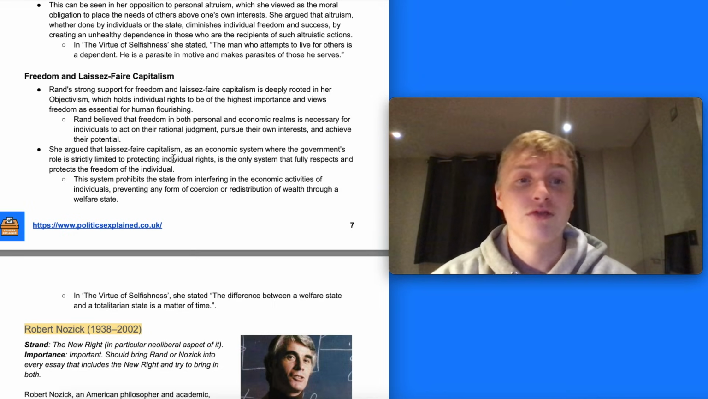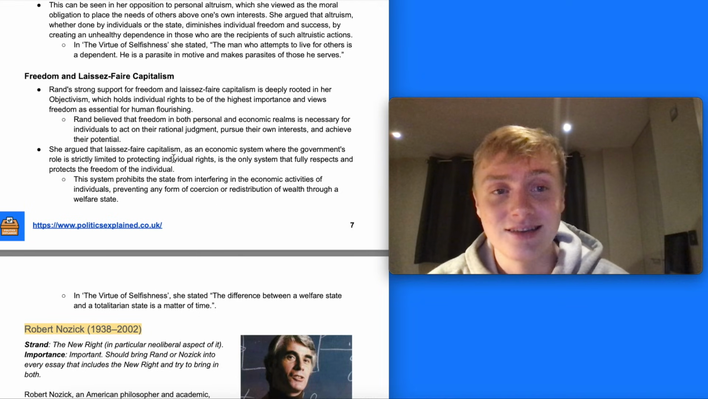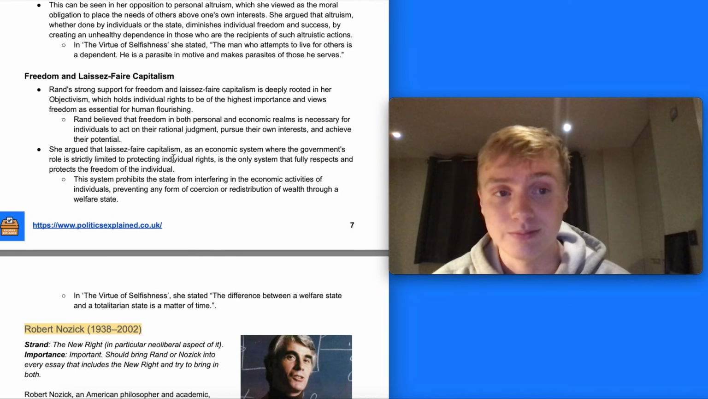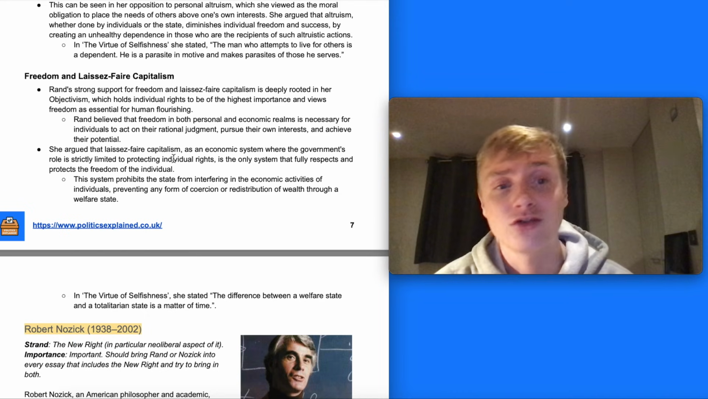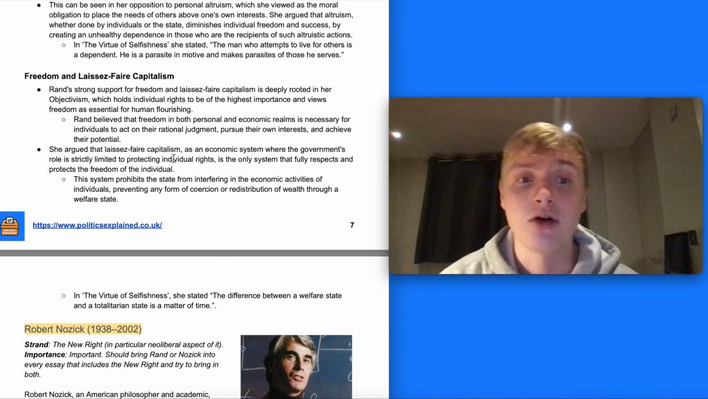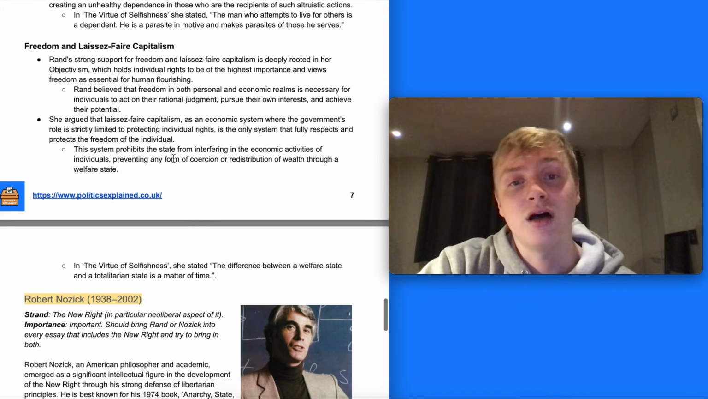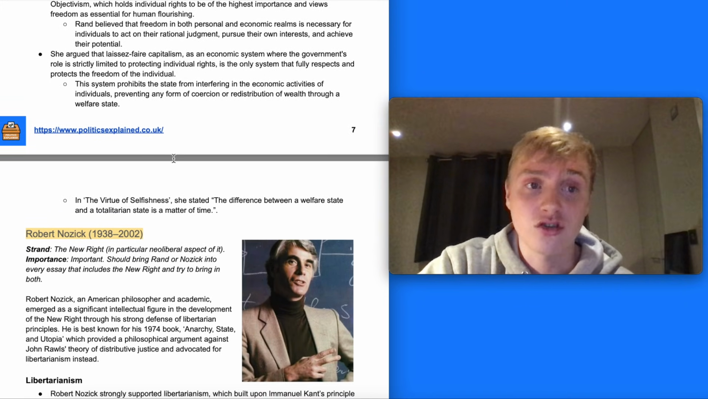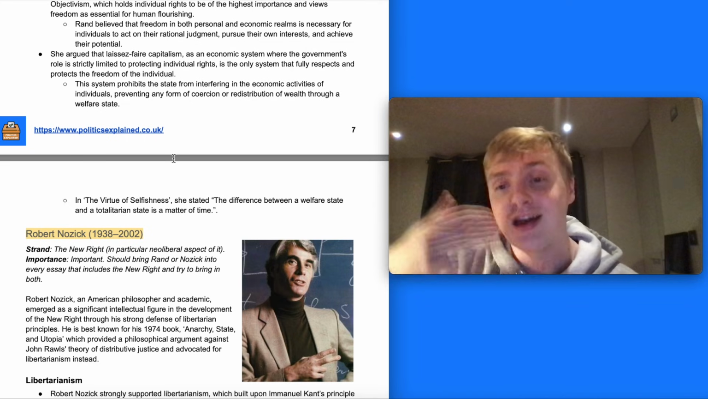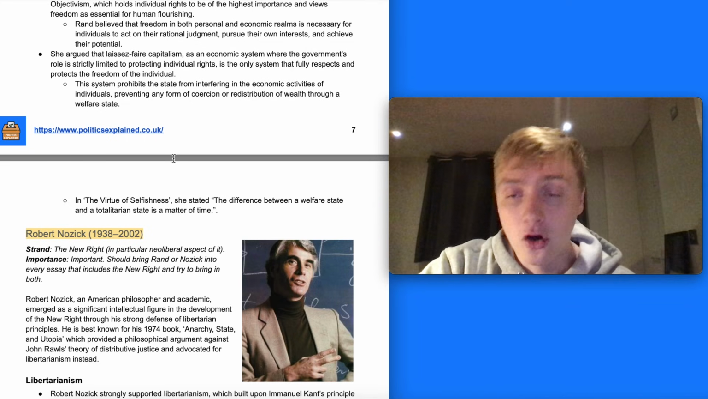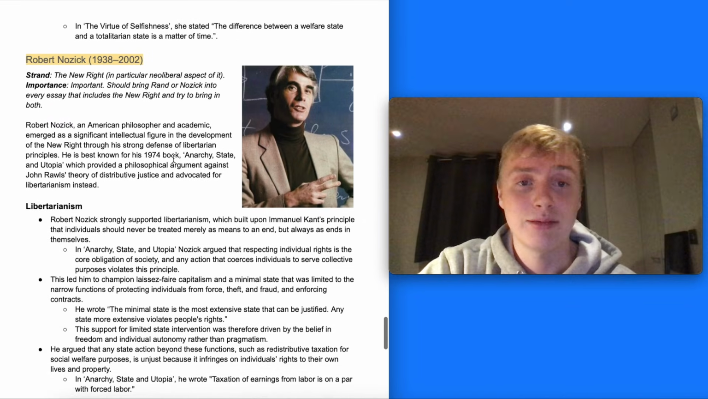Yeah, she believed that freedom in personal and economic realms is necessary for individuals to act on their rational judgment and achieve their potential. And as a result, she believed in laissez-faire capitalism as the most efficient economic system to promote this. And argued that the state's role should be limited to just promoting individual rights so that individuals can flourish in the economy, especially under free market capitalism.